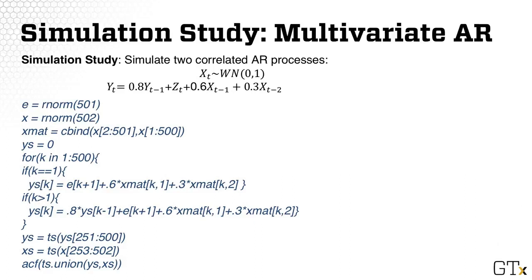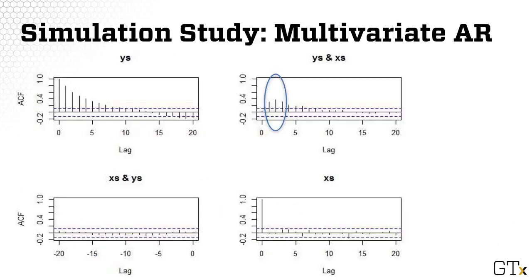To simulate the second time series Y, we loop over all k in 1 to 500, and for each index k, the time series Y is defined as in the equation above, with the coefficient 0.8 for the y t minus 1, plus the white noise E, plus the coefficient 0.6 times x t minus 1, and the coefficient 0.3 times x t minus 2. The ACF plots of this multivariate time series are here.